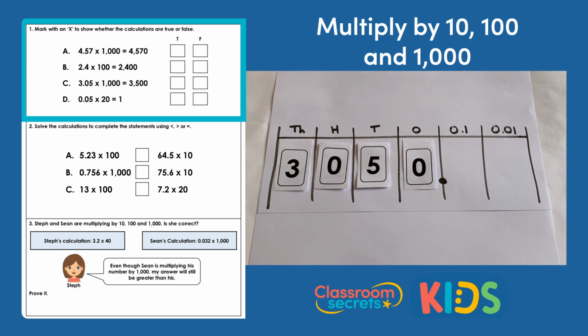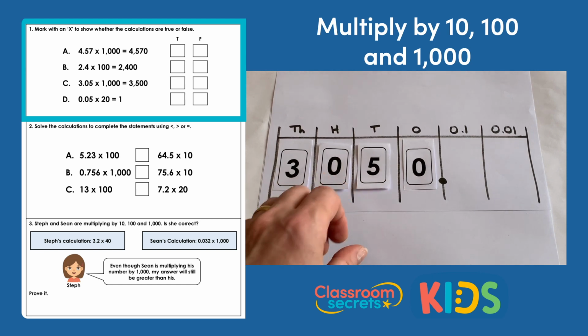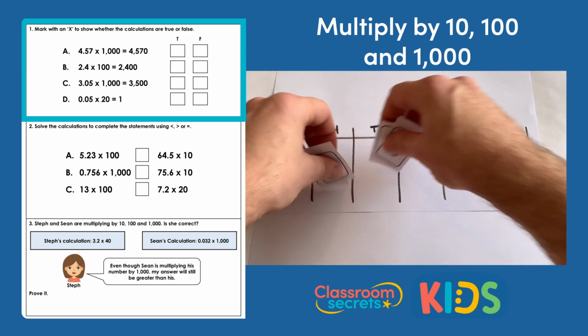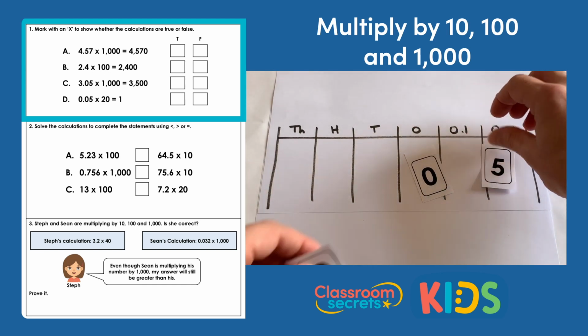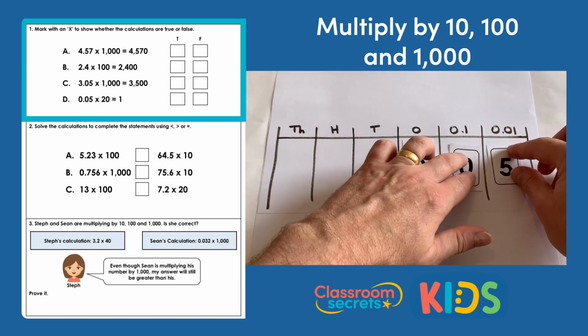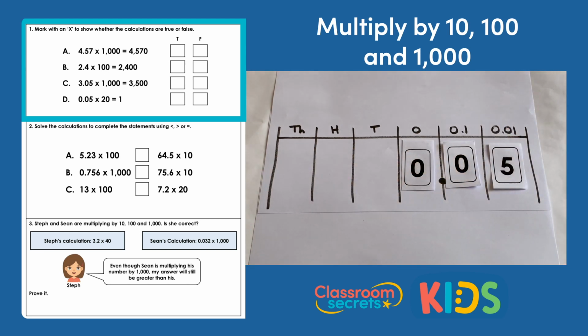The calculation says 3.05 multiplied by 1000 is 3500. So there, this 0 and this 5 are swapped over. So the actual result is 3050, so C is wrong. That's false as well. And finally, we have 0.05 multiplied by 20. So let's make 0.05. So we've got no ones, no tenths, but we have got 5 hundredths.